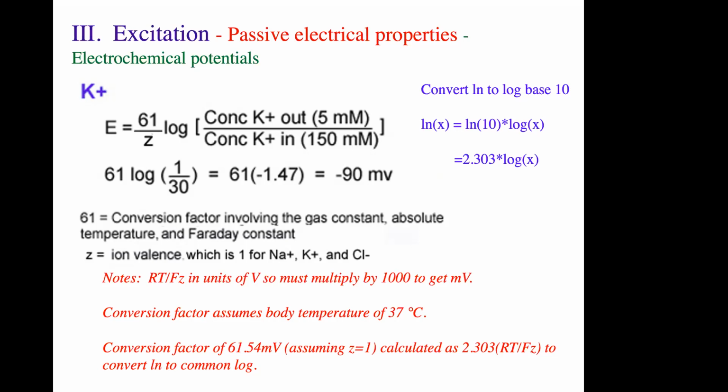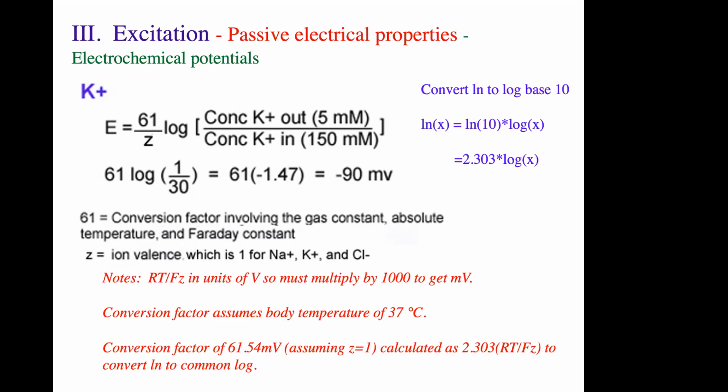And where does that come from? If you look in the blue in the upper right-hand portion of the slide, I told you there's a lot of good useful information here. We can convert natural log to log base 10 by simply multiplying the log base 10 value by this constant of 2.303. And so this constant of 2.303 here is folded into this value of 61.